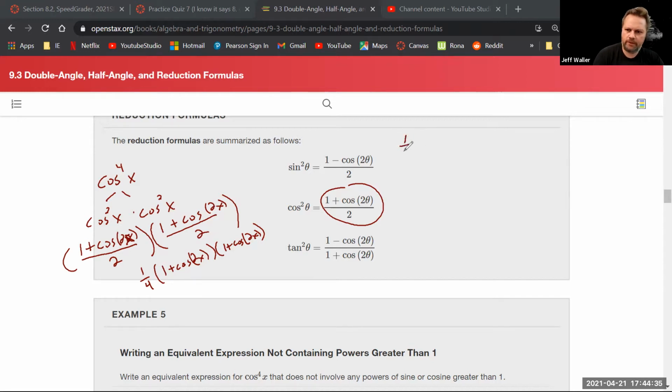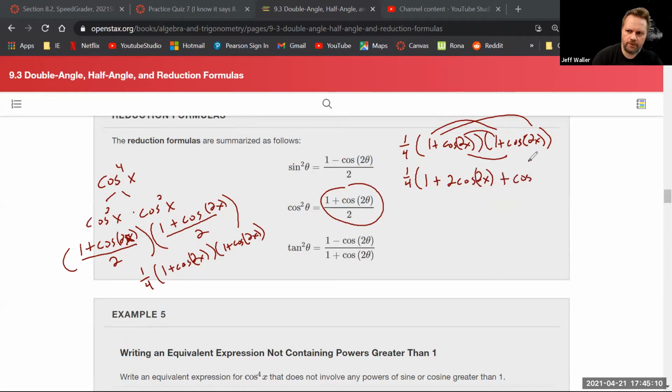Let me write this over here. So the reason that I really like this, do you guys see what's going to have to happen? When you FOIL this out, 1 plus, and then I get cosine 2x and another cosine 2x. So I get 2 cosine 2x. So far everything's great. And then I get cosine squared 2x.